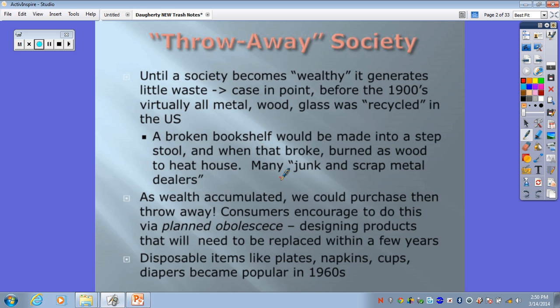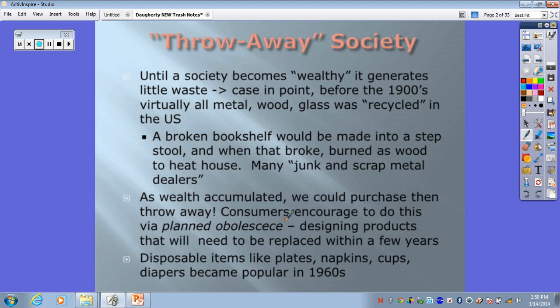Also, back during that time, we had lots of junk and scrap metal dealers that made their livelihoods off of taking old materials and selling them for other uses. And then, throughout history, as wealth accumulated, we were able to purchase new goods and then throw away the old broken ones. So that's the society that we live in now, the throwaway society.